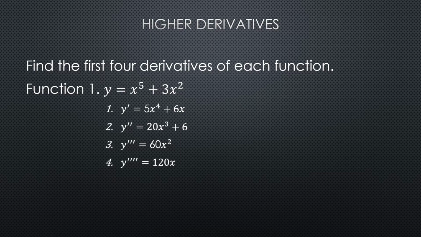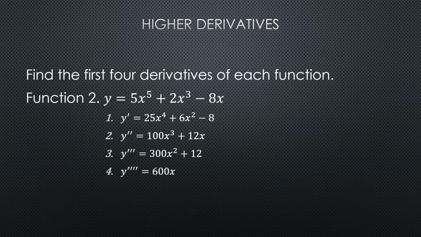the 4 plus 6x. Now, simply, the second derivative, the third derivative and the fourth derivative are just the derivative of the previous one. So you can see if y prime is equal to 5x to the fourth power plus 6x, the second derivative is just the derivative of that. So that's where we get 20x to the third power plus 6 for the second derivative. The third derivative is 60x to the second power, and the fourth derivative is 120x.